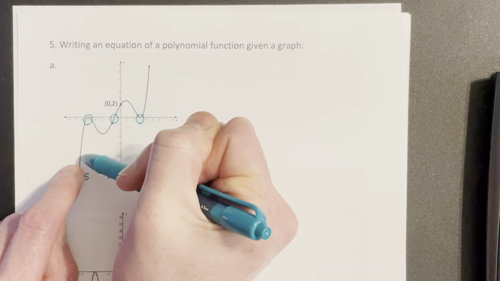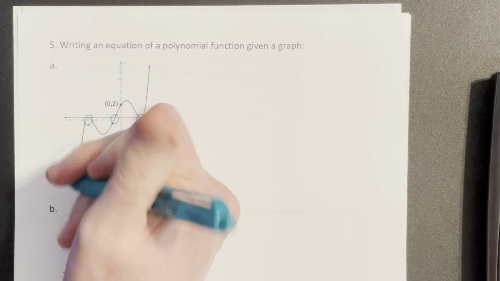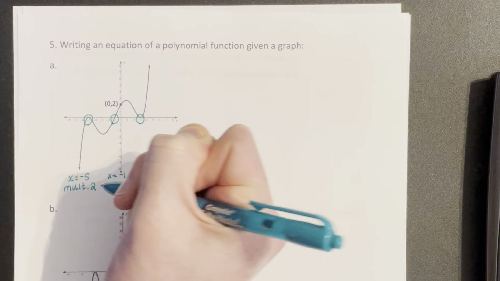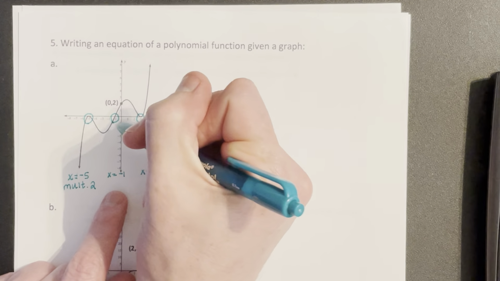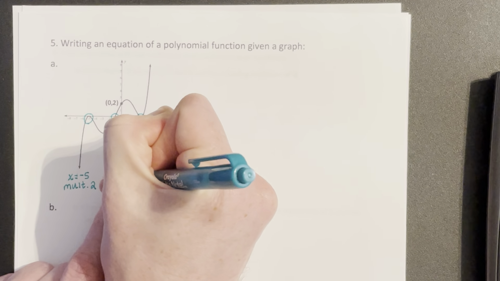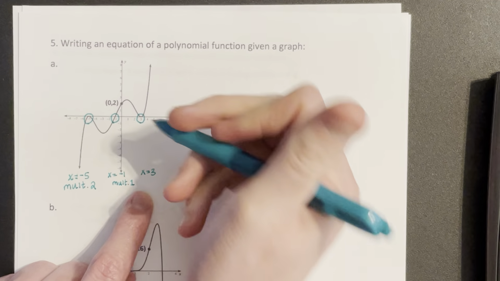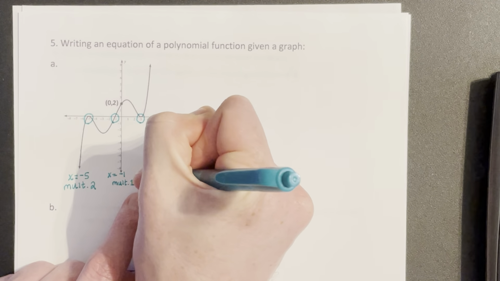This -5 is going up and then it bounces off the axis. That's our clue that we have an even multiplicity. So it is a multiplicity of 2 because it bounces. X equals -1 goes straight through, so it's a multiplicity of 1. But x equals 3 bounces off the axis again, so that's a multiplicity of 2.